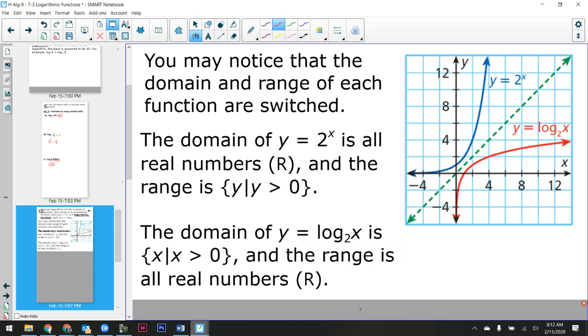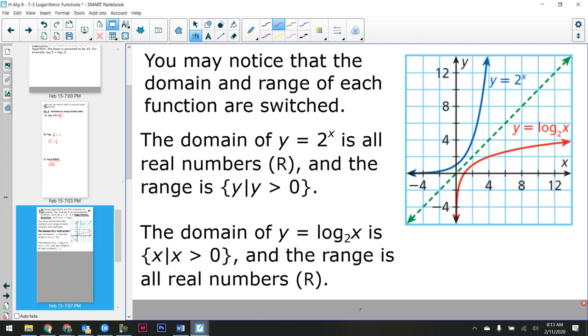The asymptote is also the inverse, right? Think about, where was the asymptote in an exponential? At y equals 0, right? So what's the inverse of that? X equals 0. It is no longer a horizontal asymptote, but it is a vertical asymptote. Okay? So everything changes. Everything is the inverse.